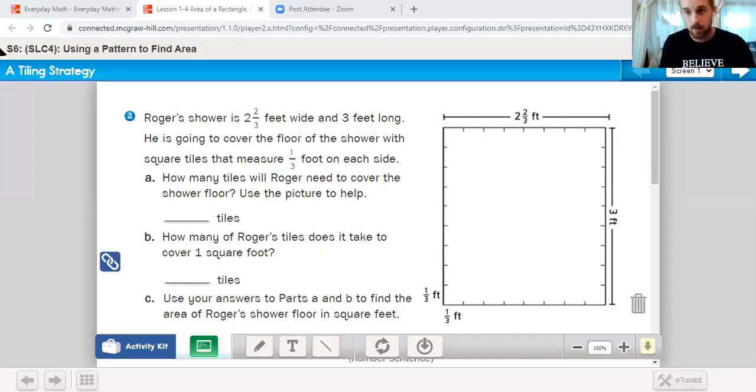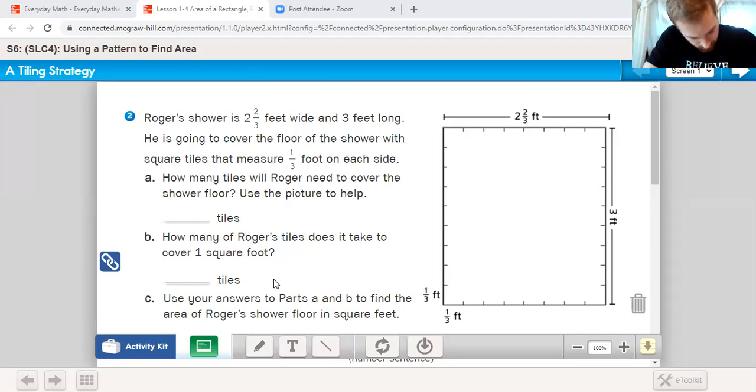Here we go. This is exactly what I wanted to show you. You guys have all done this problem already. It's in your math journal. I think it's in lesson 1-4, right around page 11 and 12, if I recall right. But what I'm talking about here is going back, before we go back to that little table. So this problem has 2 2/3 feet and 3 feet.